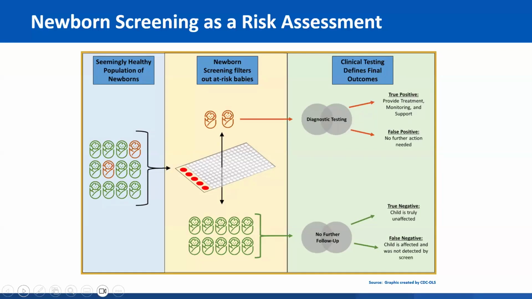Looking at the bottom center and bottom right of the panel, we really need to remember that in screening, we really cannot forget about those who are deemed low risk by this initial process. While the vast majority will indeed be unaffected or have true negative results, there does exist the real possibility that an affected child is missed by the screen and is thus considered a false negative result.